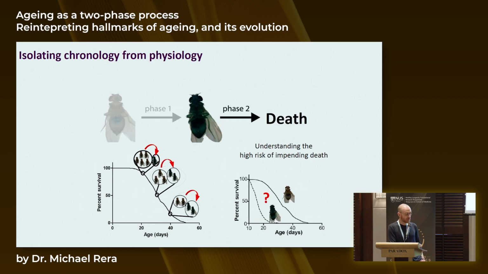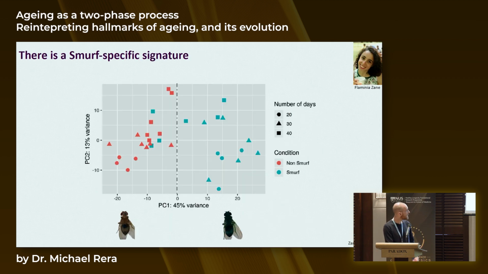And on a second aspect, by identifying the gene expression changes occurring in SMURFs compared to non-SMURFs, we would be able to identify the gene expression changes associated with the high risk of impending death and the whole SMURF package of hallmarks. So this was the work of Flaminia Zane for her PhD.